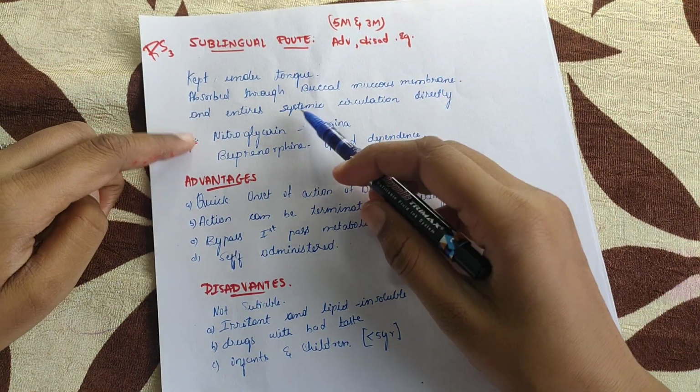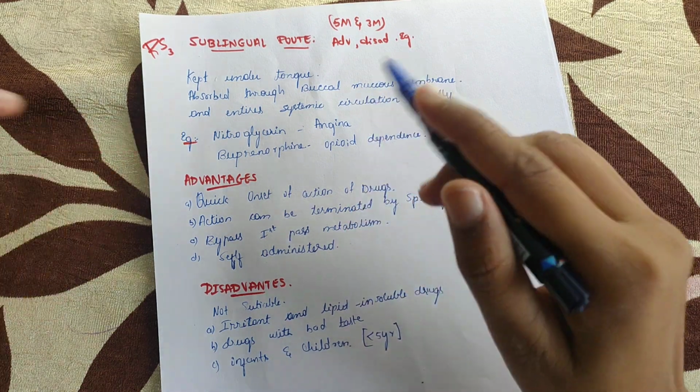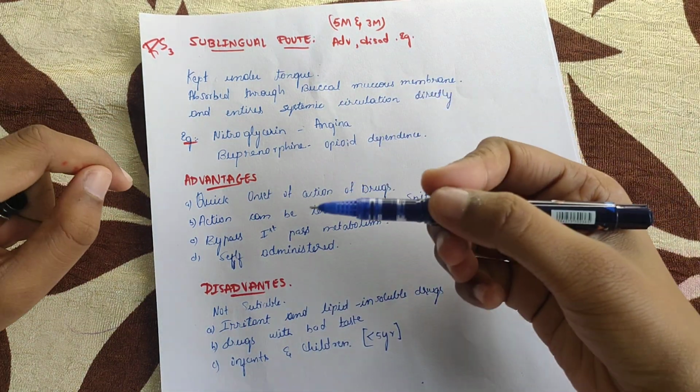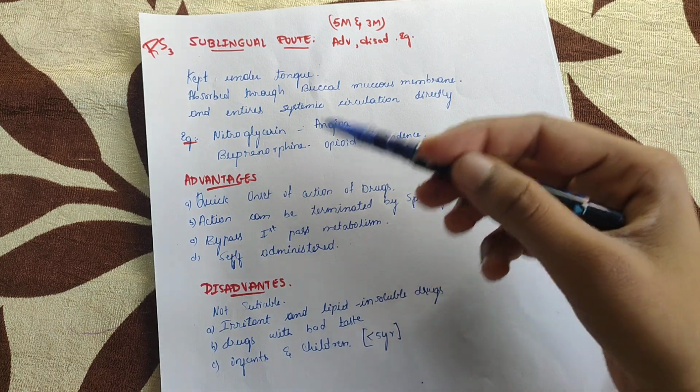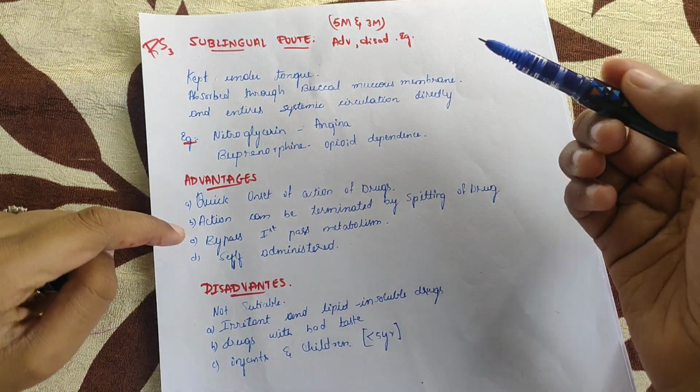It is kept under the tongue. It is absorbed through the buccal mucosal membrane and then enters into the deep lingual vein. It enters through the deep lingual vein and reaches the systemic circulation directly.